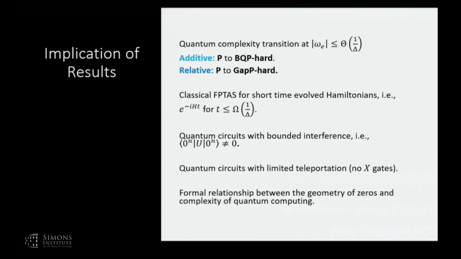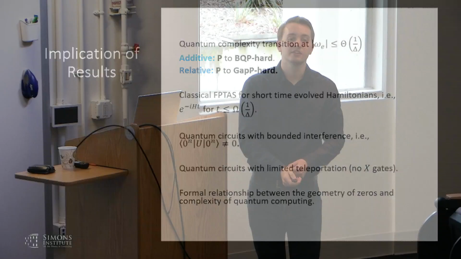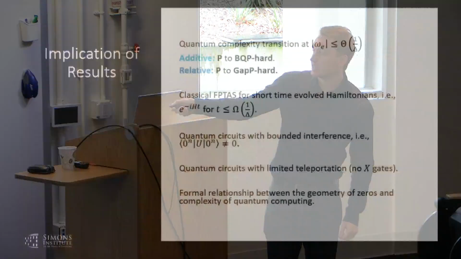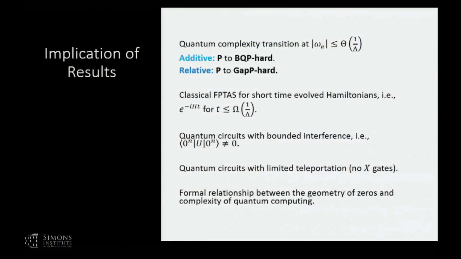So we know we have limited teleportation because an X gate just gives you a direct 0. So if we could construct our circuit to teleport things through and through, just to construct one X gate, then we'd know we could get to a 0. So we know that can't happen. And this also gives a formal relationship between the geometry of zeros and the complexity of quantum computing.